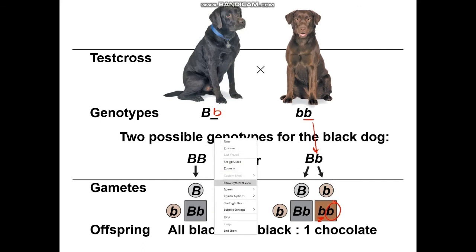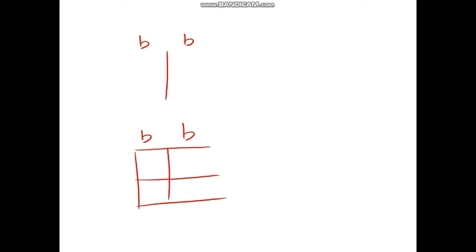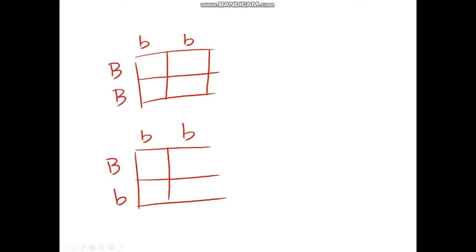Here, I'll do the full Punnett squares just to drive this point home. So we have two possibilities. We know what the mother's alleles are, no matter what. The mother has two recessive alleles. She's homozygous recessive. That's her genotype. The father can be one of two different genotypes. He can either be homozygous dominant or heterozygous.